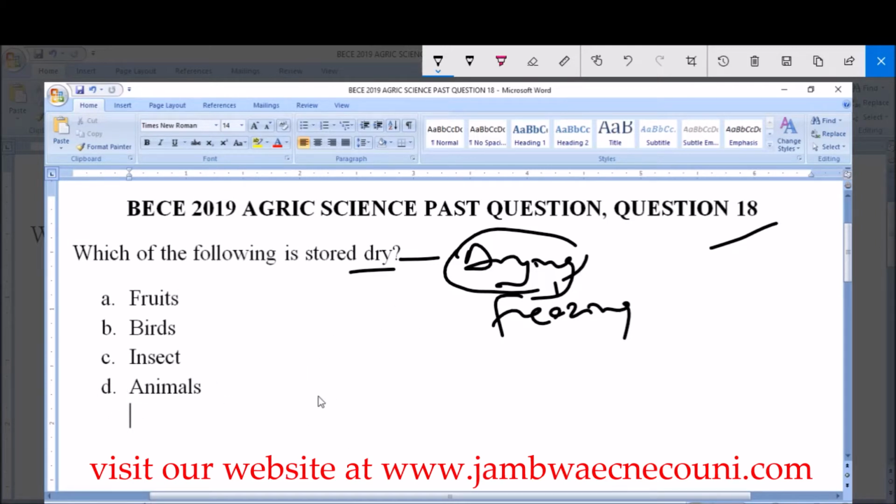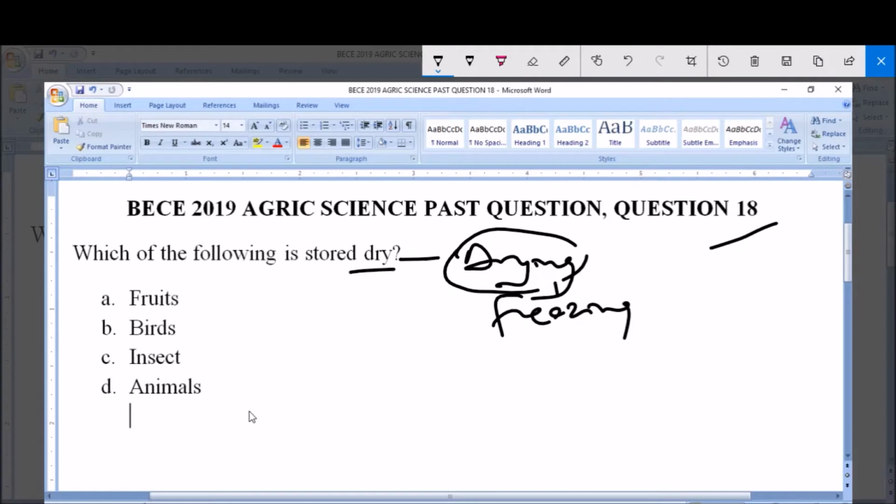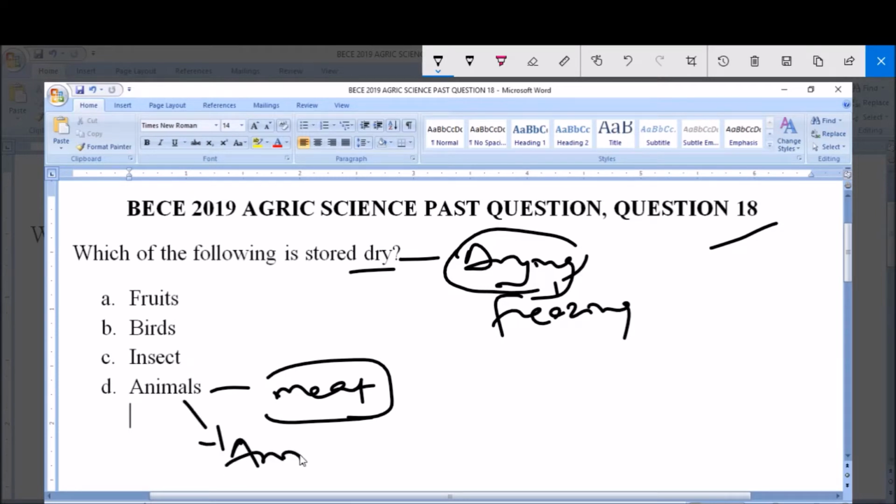Now this is a very technical question which we need to analyze properly for us to pick the right answer. Let's begin with D, animals. The meat gotten from animals can actually be stored by drying. But the question did not say meat. Instead, the question says animal. So therefore, we cannot go for this option.